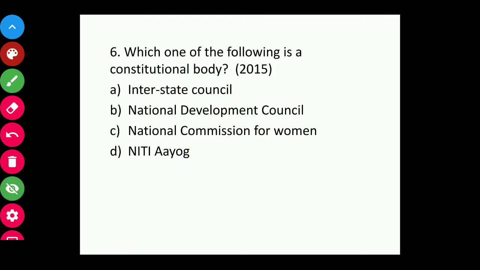Number 6. Which one of the following is a constitutional body? A. Interstate Council, B. National Development Council, C. National Commission for Women, and D. Niti Aayog. So the answer is Interstate Council.